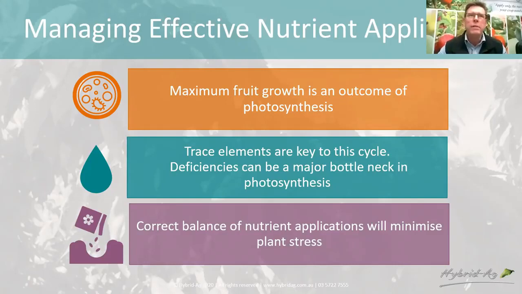The key things around that is the trace elements are really critical in that stage. And as Joe's mentioned, deficiencies in that particular stage can create a major reduction of our photosynthetic cycle or sugar production, protein production. So we really want to maintain that correct balance of nutrient applications to try and minimise the plant stress. For those that have been around the industry a while, you've probably heard guys like Kyle Matheson say, happy leaves, happy trees, good fruit. So if we can see that good, really big, strong leaf, we know that we're going to maximise that sugar factory, which we've got producing in the background based around the photosynthesis cycle.